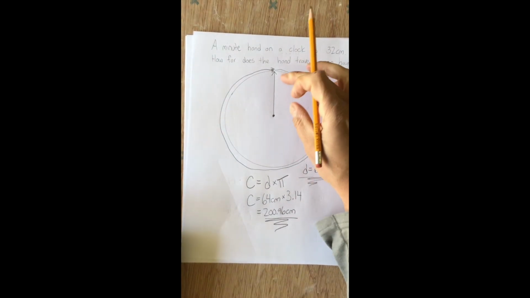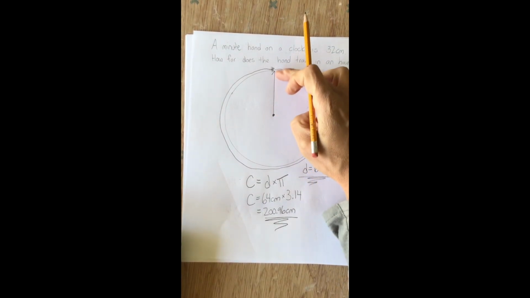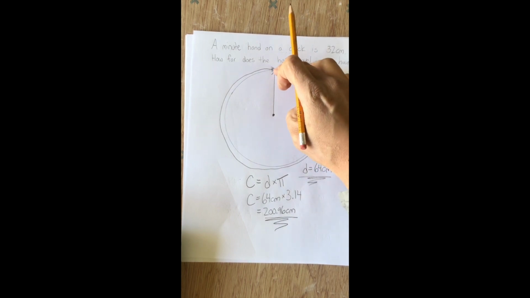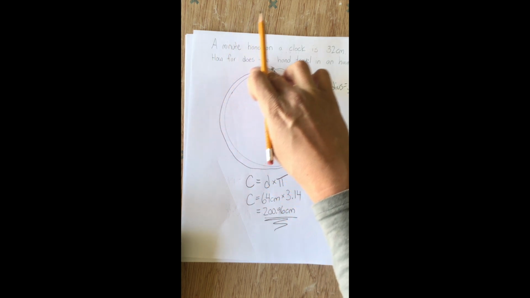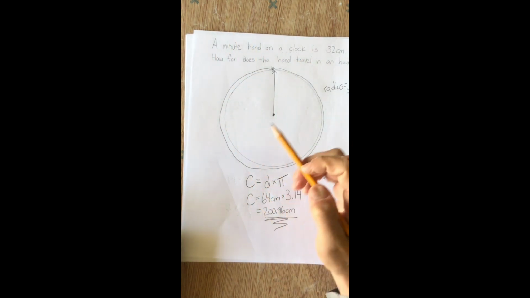So if I have a minute hand that's 30 centimeters going across here, that minute hand is going to travel 200.96 centimeters to go all the way around the clock in an hour.